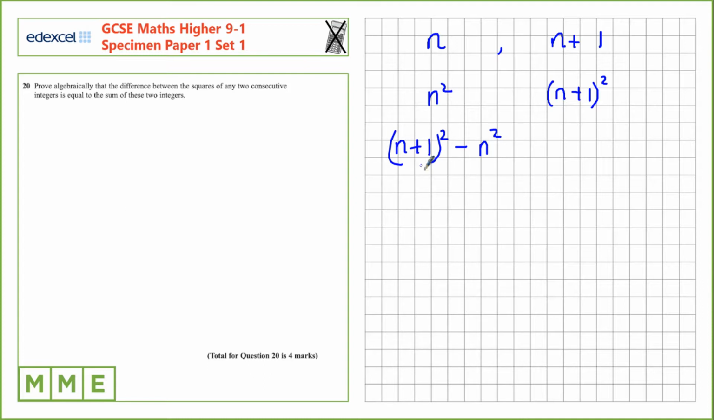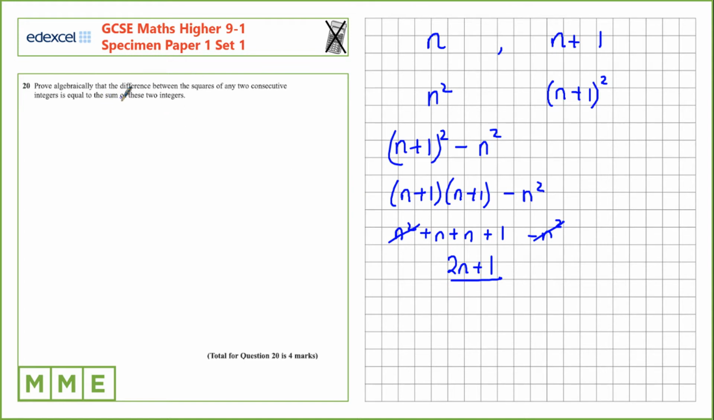Now let's expand this and see what we get. So (n plus 1) all squared is the same as (n plus 1) times (n plus 1). So n times n is n squared, n times 1 is n, 1 times n is n, and 1 times 1 is 1. These two cancel out, n squared take away n squared, and we have 2n plus 1.